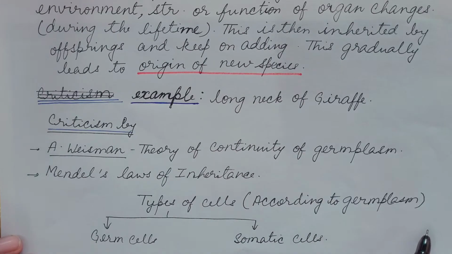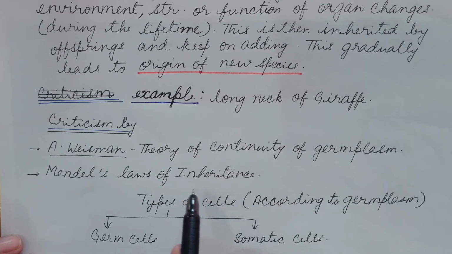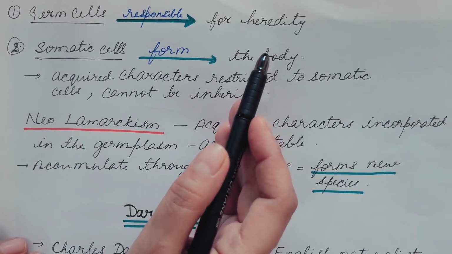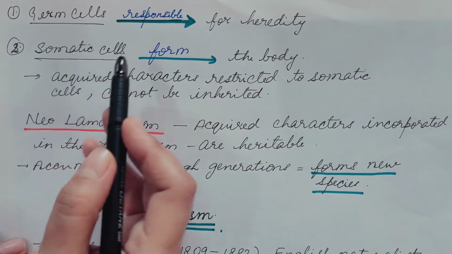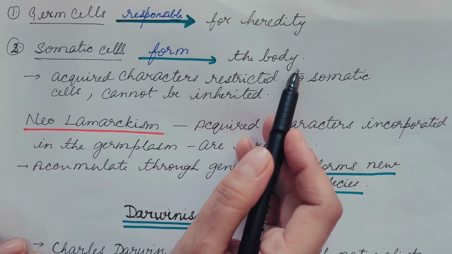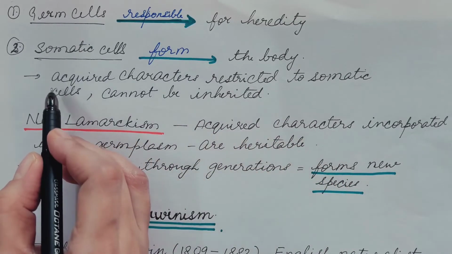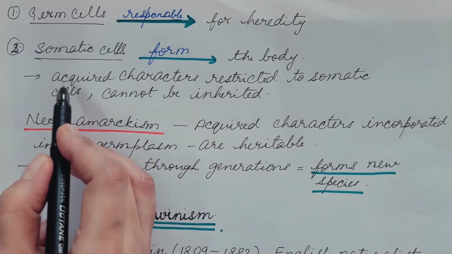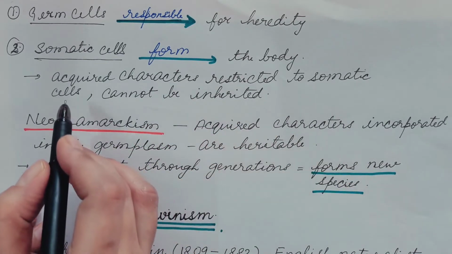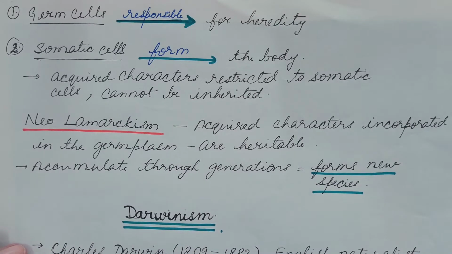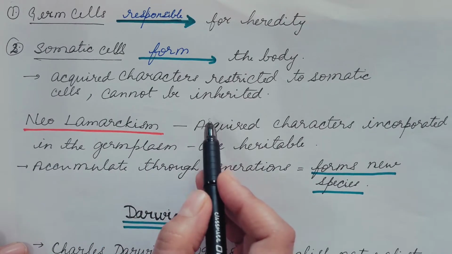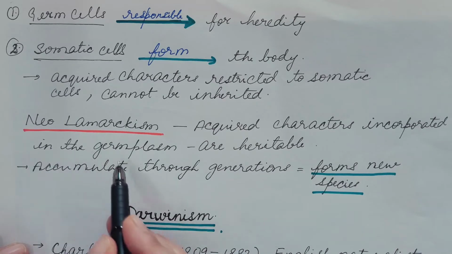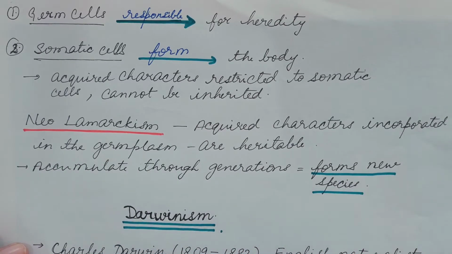And according to the germplasm theory, he explained that there are two types of cells, germ cells and somatic cells. Germ cells are responsible for heredity. But somatic cells form the body of any individual or organism, and these are not responsible for heredity. If the acquired characters are restricted to somatic cells, these cannot be inherited. And according to Neo-Lamarckism, acquired characters incorporated in the germplasm are heritable. And when these characters accumulate through generations, they form new species.